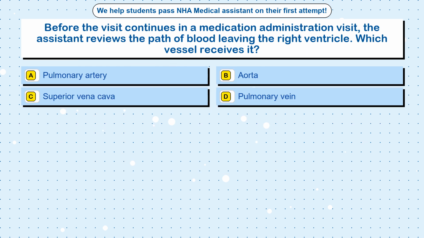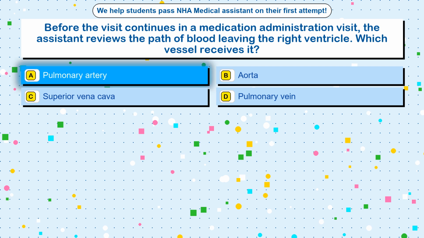Question 51. Before the visit continues in a medication administration visit, the assistant reviews the path of blood leaving the right ventricle. Which vessel receives it? Option A, pulmonary artery. Option B, aorta. Option C, superior vena cava. Option D, pulmonary vein. The correct answer is option A, pulmonary artery.